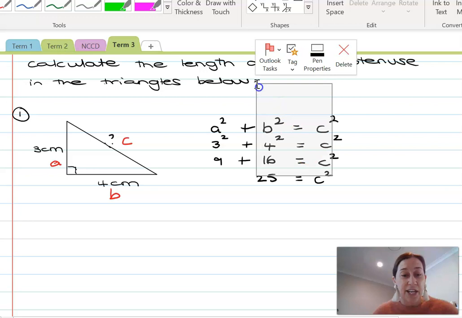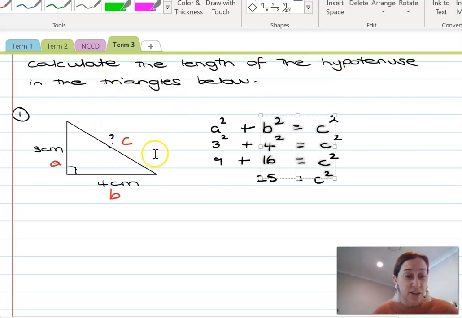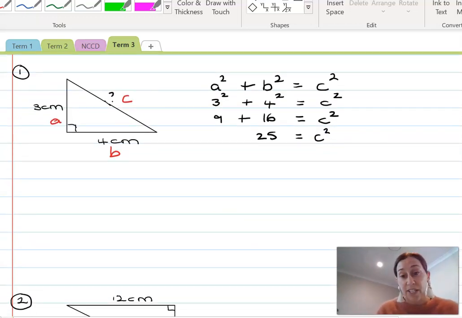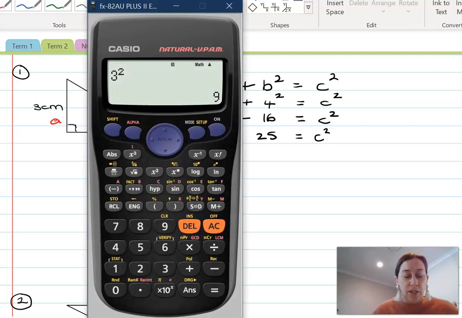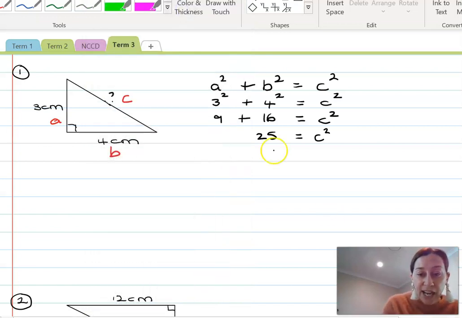Remember, that is the area on the edge of this triangle, this side, the hypotenuse, and we don't want that. What we want is the length of C. So now I need to square root. We should know that the square root of 25 is 5, but if we're not sure, particularly if we've got a decimal number, we can use this button here. We go square root of 25 equals, and it gives us the answer 5. So that is 5, because we have done that square root, and we should write that it's centimetres because that's the unit we're working in.